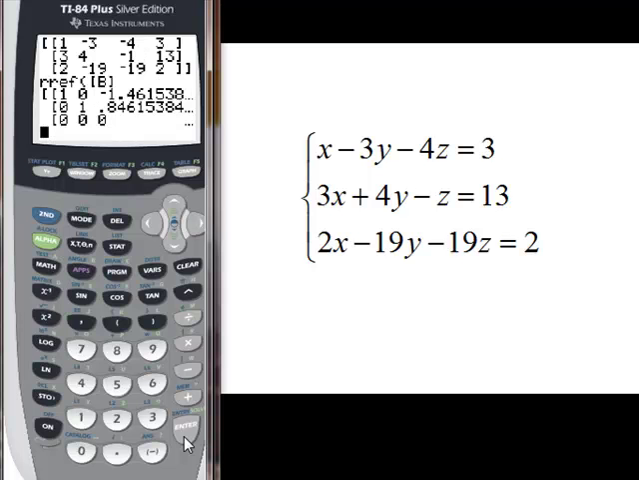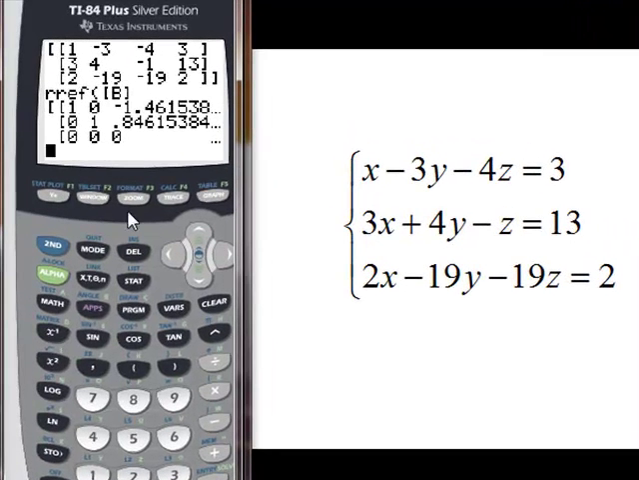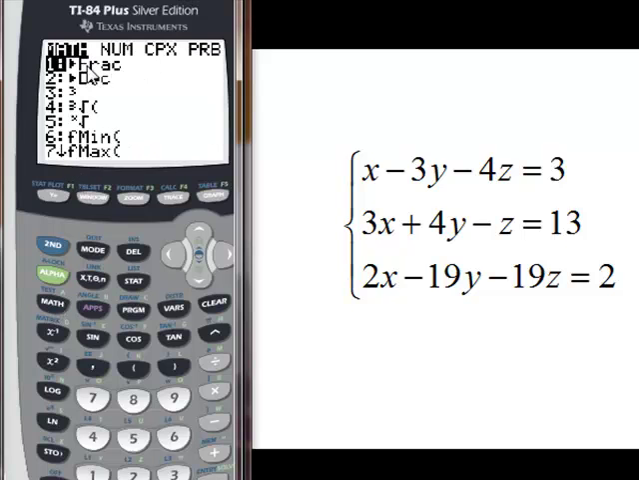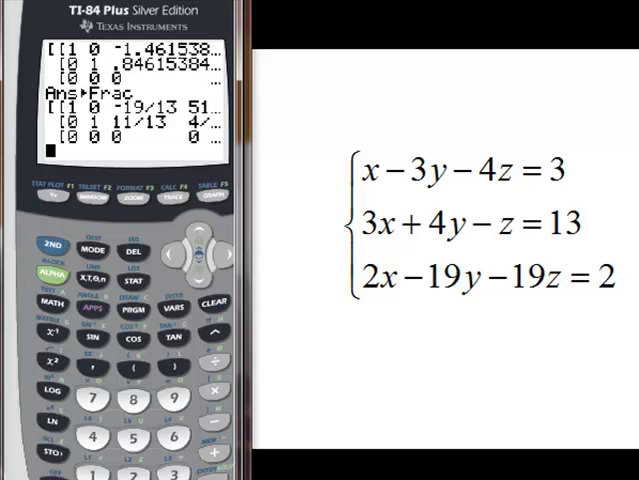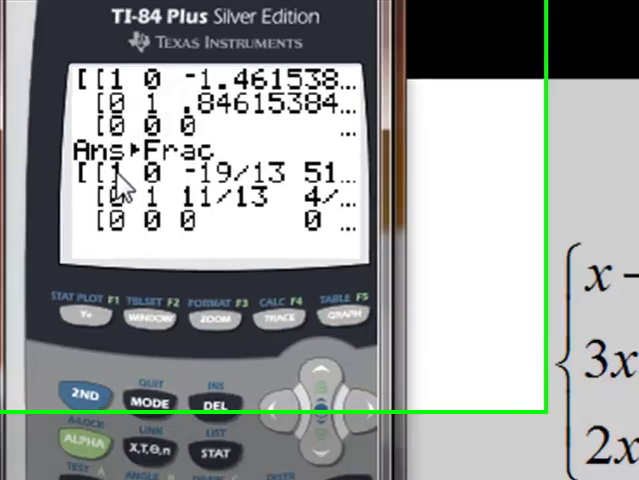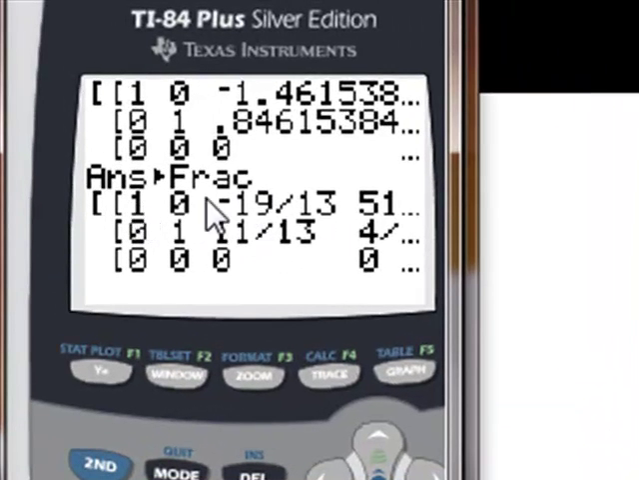Okay. So, notice what happened this time. One thing, I've got decimals. If you want to get rid of the decimals, do math, fraction, enter, enter, and it converts everything to fractions. Notice what I have, though. I've got numbers over here. I don't have just the ones across the diagonal.